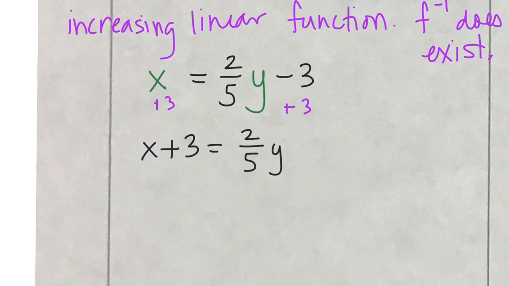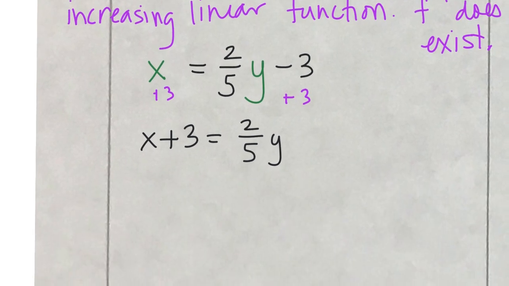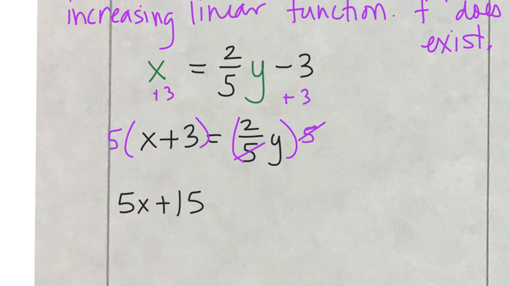Now we have a couple of options on how to deal with this. One option is to get rid of the denominator, and we do that by multiplying both sides by 5. So 5x plus 15 equals 2y. Maybe now the last step would be to divide by 2.